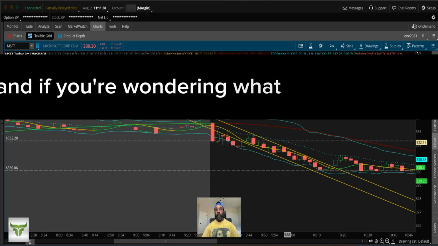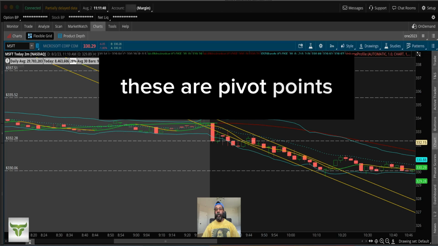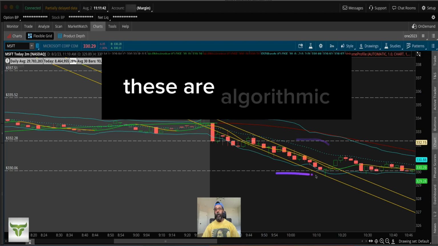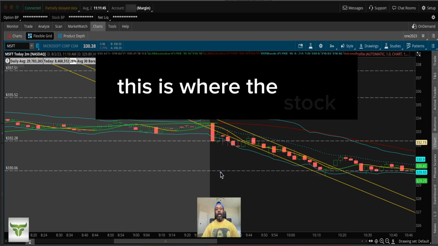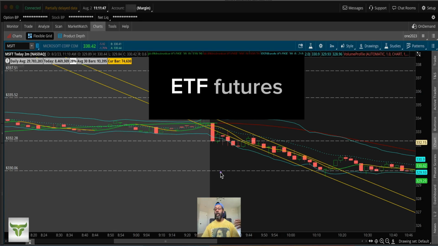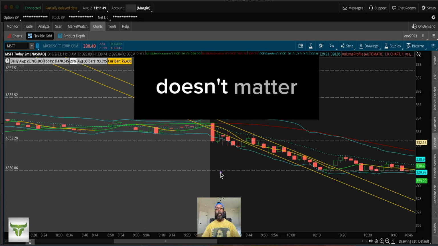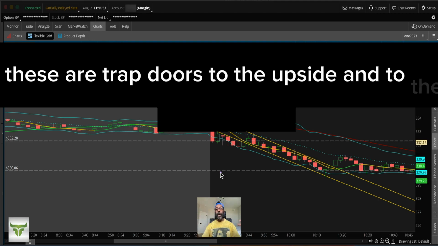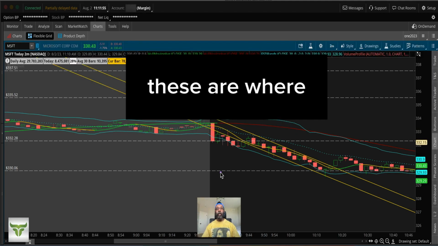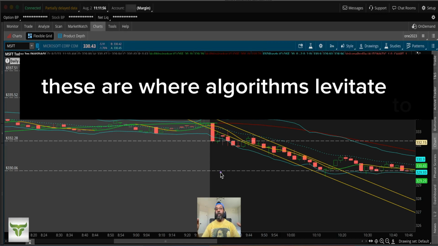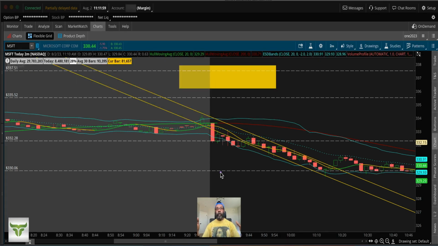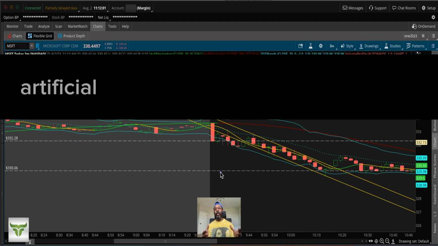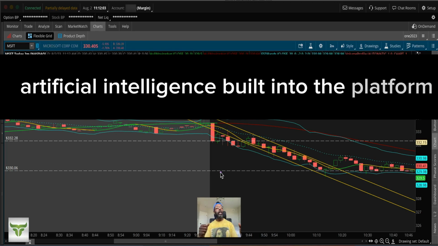And if you're wondering what all these lines are, these are pivot points. These are gravity points. These are algorithmic. This is where the stock, ETF, futures, I don't care, it doesn't matter, these are trap doors to the upside and to the downside. These are where algorithms levitate to. It's the law. It's all algorithmic. It's artificial intelligence built into the platform.